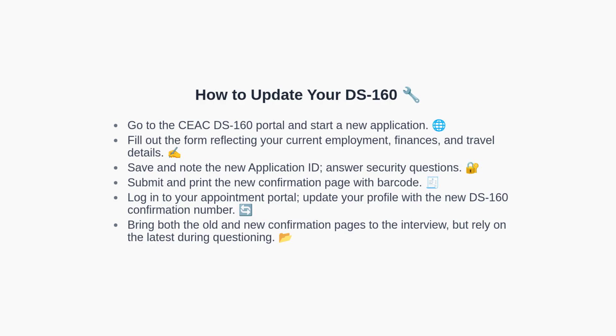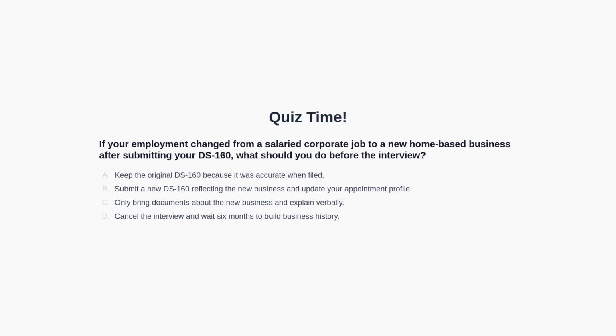With the process in hand, let's test your understanding with a quick quiz. Question: if your employment changed from a salaried corporate job to a new home-based business after submitting your DS-160, what should you do before the interview? Options: A. Keep the original DS-160 because it was accurate when filed. B. Submit a new DS-160 reflecting the new business and update your appointment profile. C. Only bring documents about the new business and explain verbally. D. Cancel the interview and wait 6 months to build business history. You may pause the video now to think about the answer. We will discuss the answer in the next section.